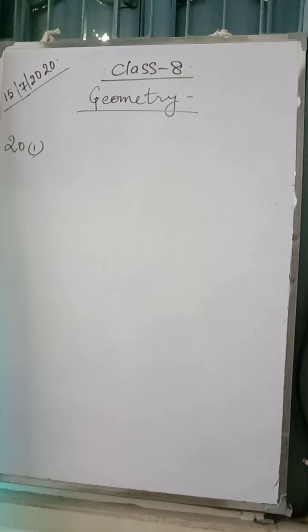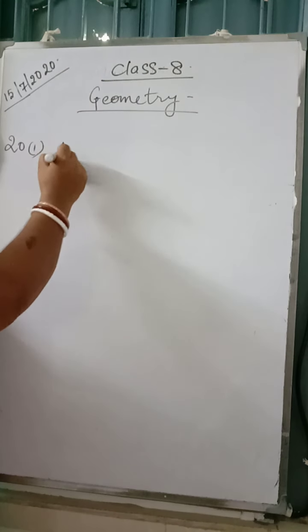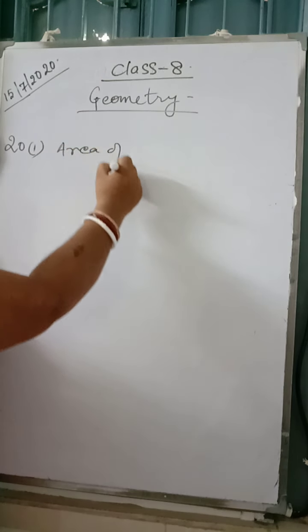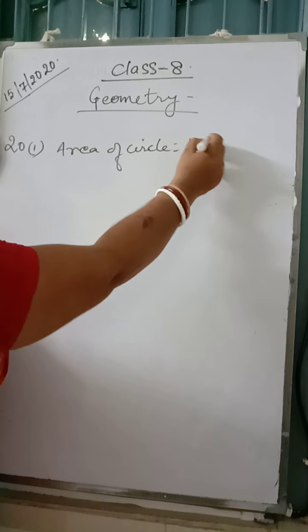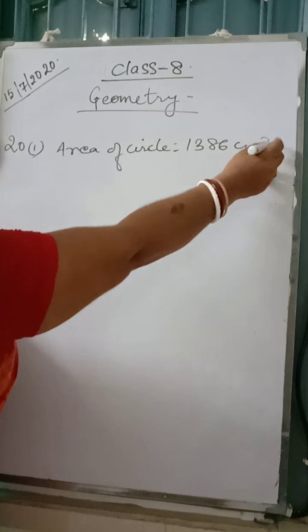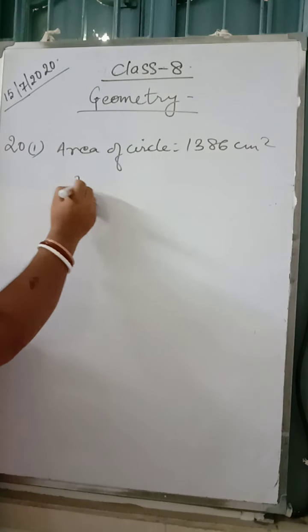Look at question number 20, where we have to find the radius and circumference of a circle whose area is given. Now look at question number 21. Area of the circle is given. Area of the circle is 1386 centimeters square. So what do we know?